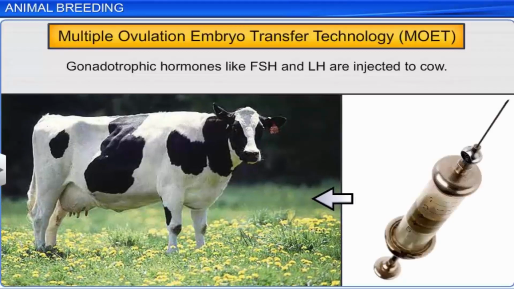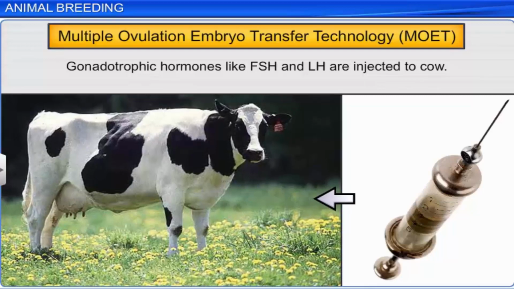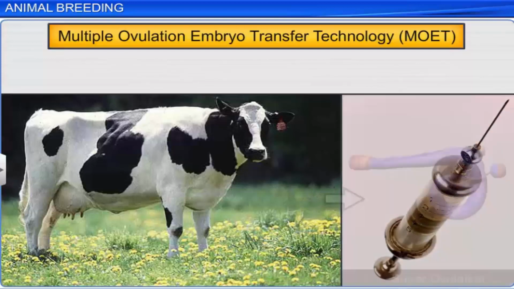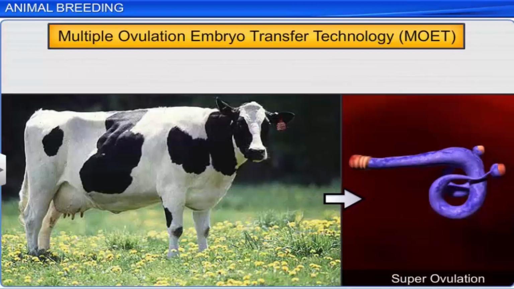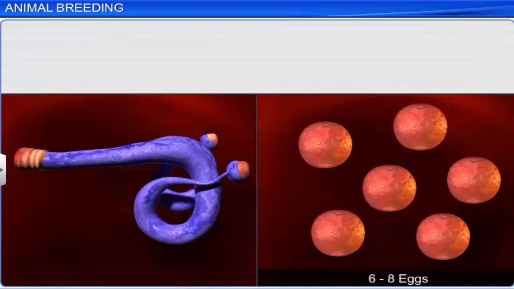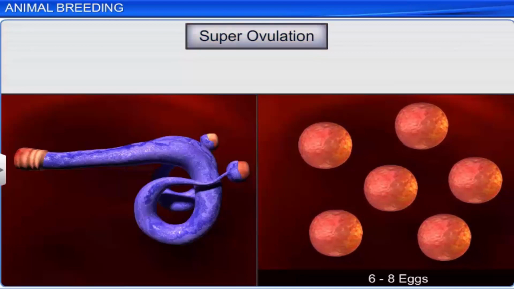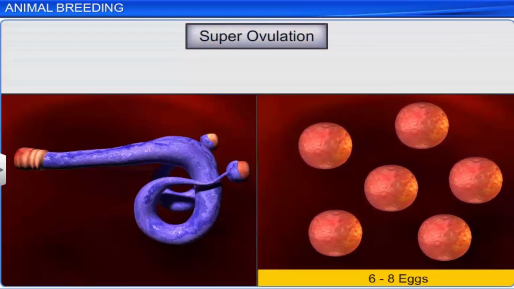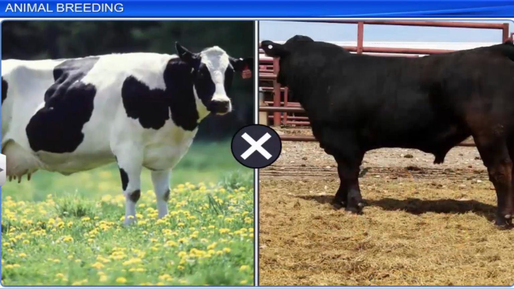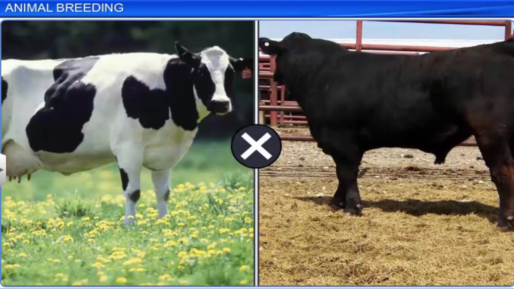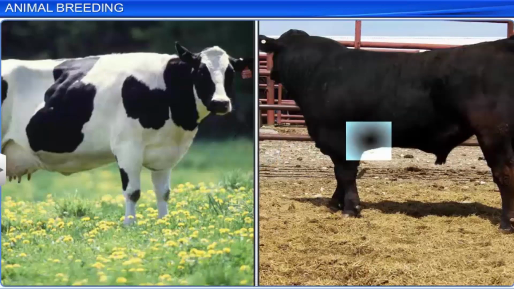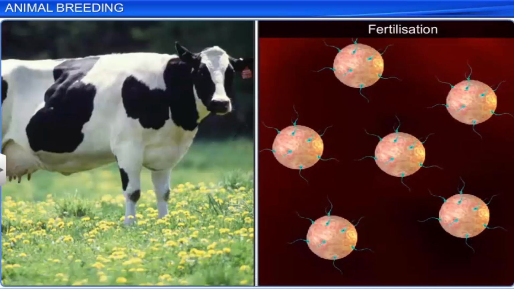MOET involves the administration of gonadotrophic hormones like FSH and LH to female animals, which induce maturation of follicles resulting in superovulation. Superovulation is the production of 6 to 8 eggs instead of 1 egg. The superovulated female is mated with a superior male either through natural mating or artificial insemination. This results in fertilization of all the eggs.